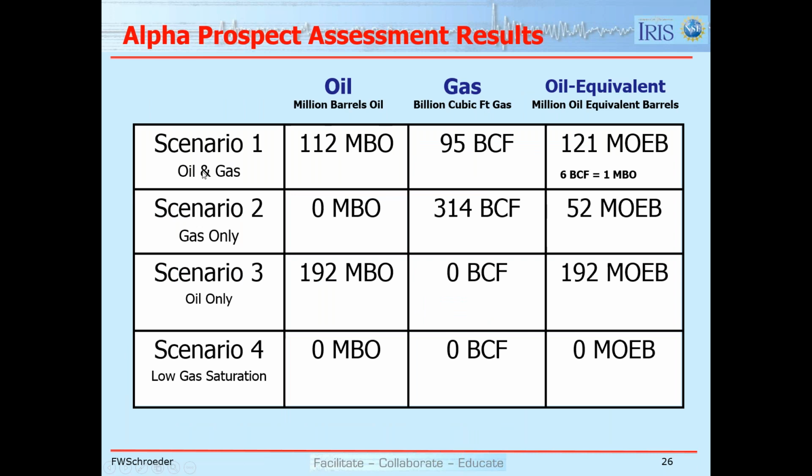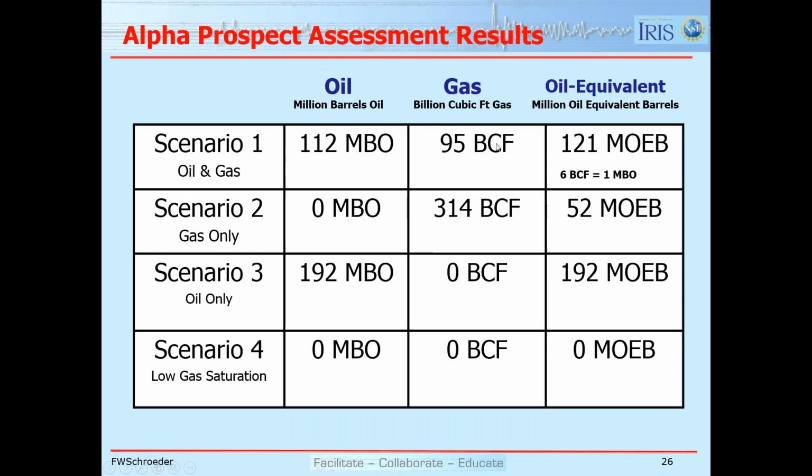I talked about the four scenarios: gas and oil is scenario 1, scenario 2 is gas only, scenario 3 is oil only, scenario 4 is low gas saturation. I can do a deterministic assessment, and for scenario 1, I come up with 112 million barrels of oil and 95 billion cubic feet of gas.